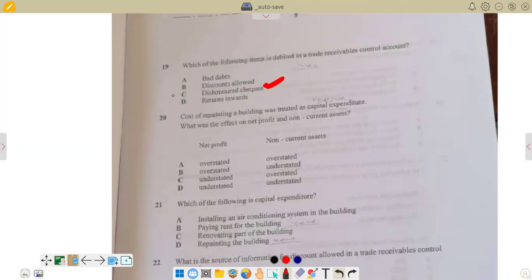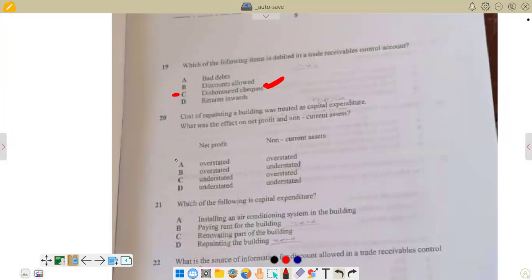Then we go to the next one, which is number 20. The cost of repainting a building was treated as a capital expenditure. What is the effect on net profit and non-current asset? Remember, repainting is a revenue expenditure. So this one was treated as a capital expenditure, when it was supposed to go in the income statement under less expenses. It was supposed to reduce net profit, but it didn't reduce net profit. So net profit is going to be overstated.